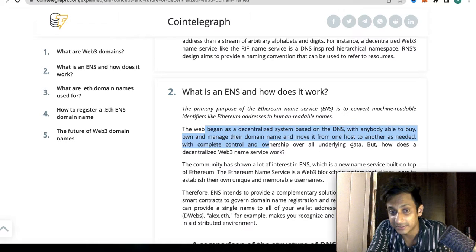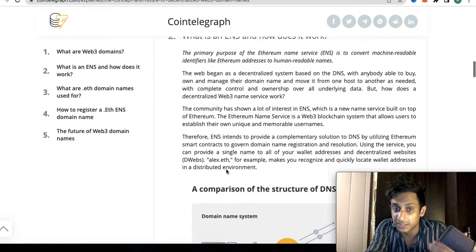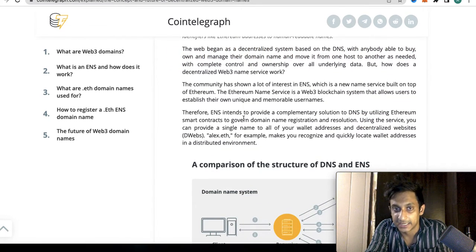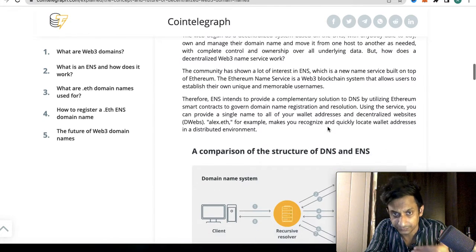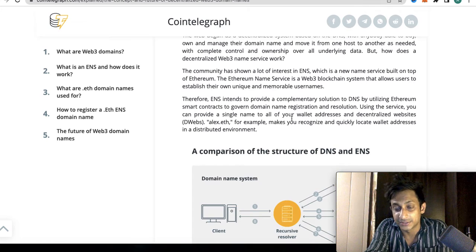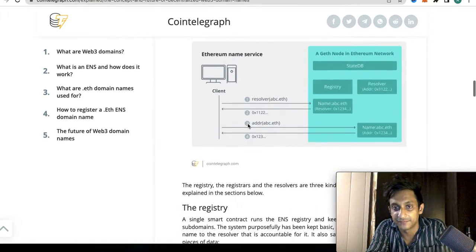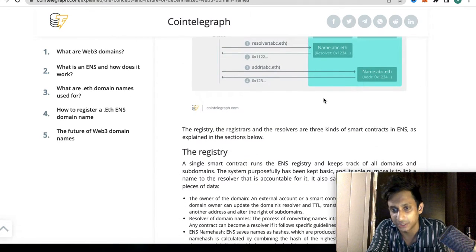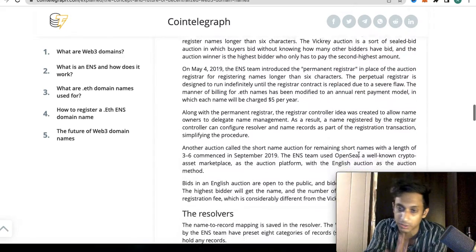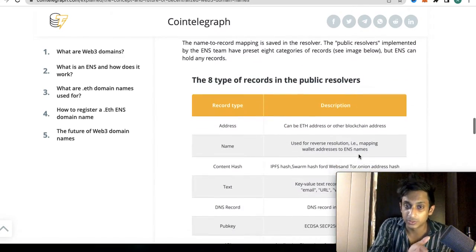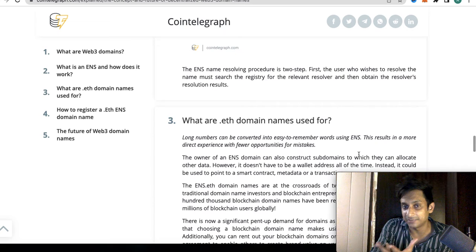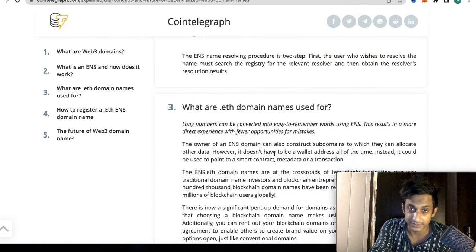But how does a decentralized Web3 name service work? The community has shown a lot of interest, and all in all, ENS intends to provide a solution where, instead of the wallet address, you can own a decentralized website. For example, alex.eth, as I already gave you the example. Behind the scenes, a lot of things may be happening. Overall, what we need to know is that we can have our own address, and that can be used for financial transactions in the future instead of wallet addresses.